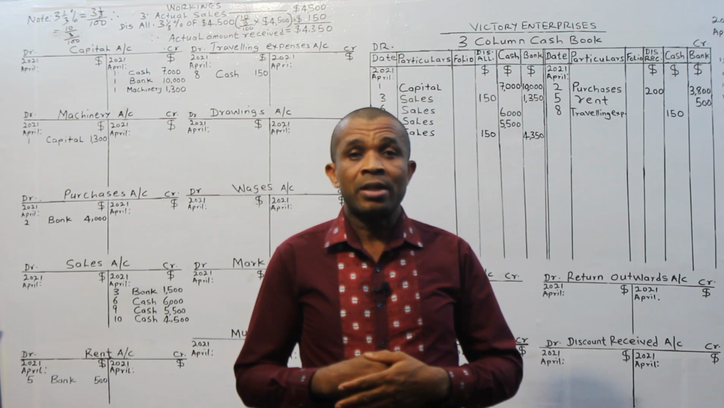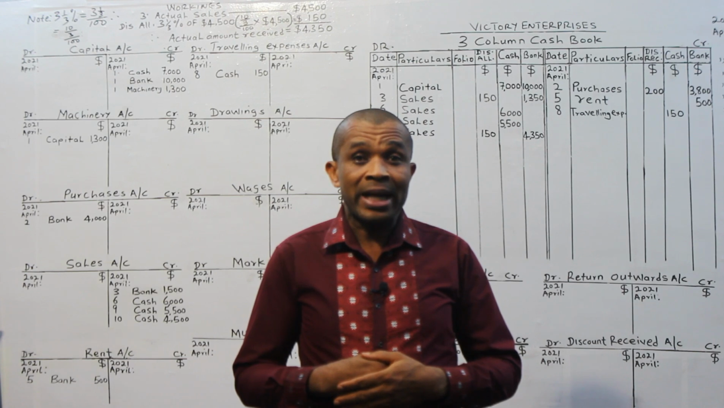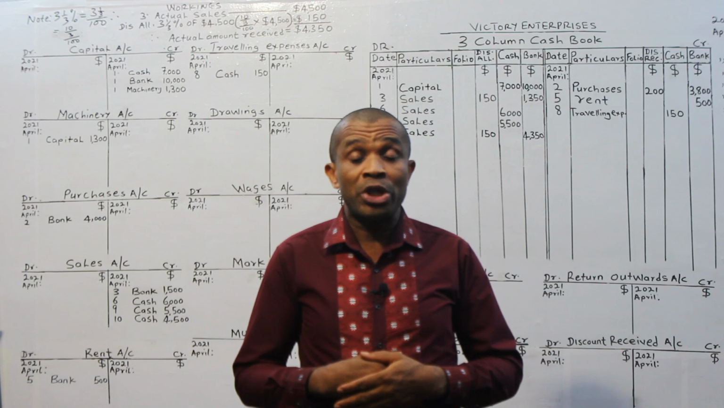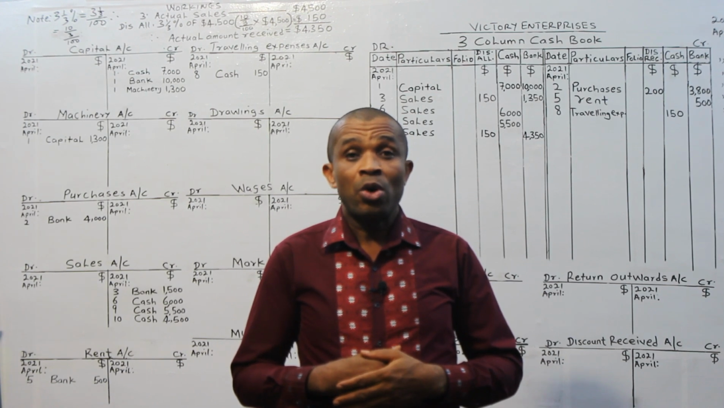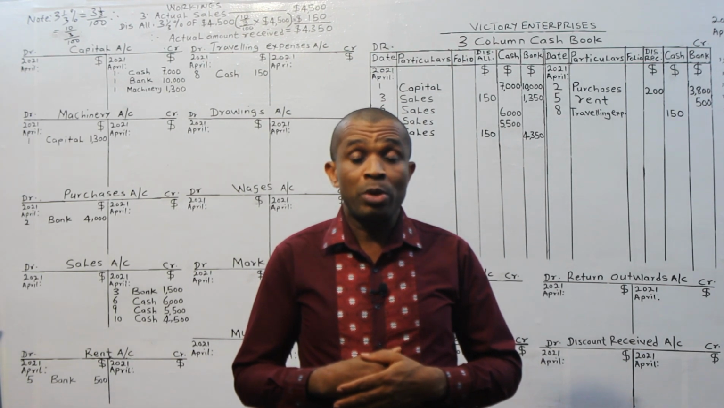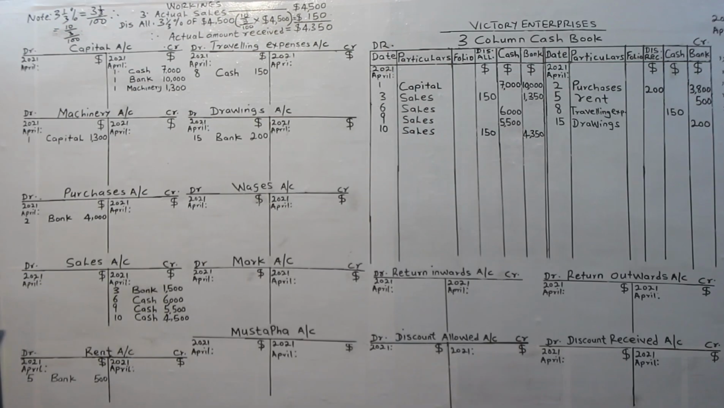April 15th, we drew check for personal use. Now the owner of the business is coming to collect some money for personal use through the cashier in the bank. Now the cash book will be credited for giving out the money to the owner of the business, while the account that represents the owner of the business, known as drawings, will be what? Debited. So in this transaction, we debit the drawings account with $200 and credit the cash account bank column with $200.